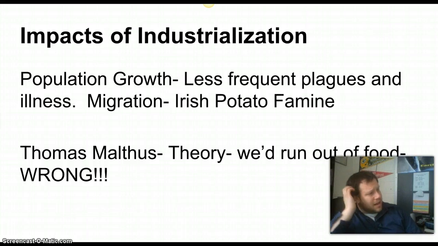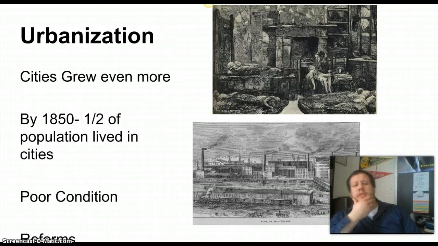In fact, in 1799, Thomas Malthus wrote a theory about how eventually people would run out of food. He was wrong, because people made so much more food, with new agricultural advances, we didn't starve ourselves or fight over food and kill ourselves all off like Thomas Malthus thought. We'll talk about him in class a little bit more this week as well. Then we came with urbanization.